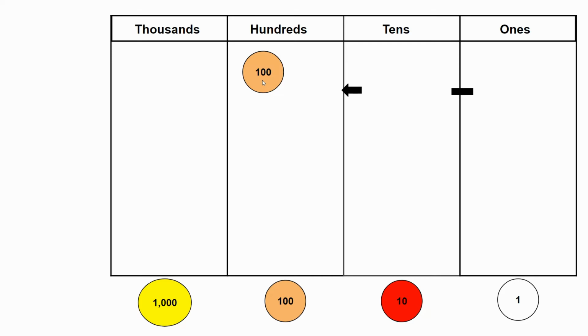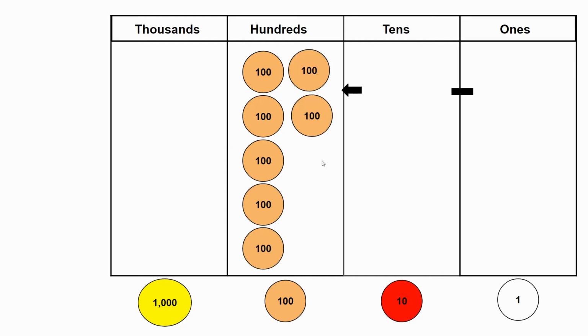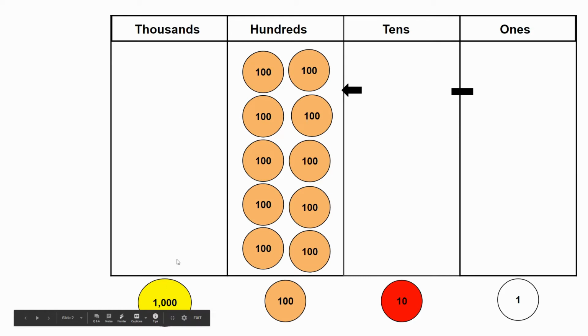Now, let's count by 100 to 1000. Ready? 100, 200, 300, 400, 500, 600, 700, 800, 900, 1000. We now have 10 groups of 100. We can now trade it for one of the next largest unit, which is 1000. Now let's trade our 10 groups of 100 for 1000. Here we go.